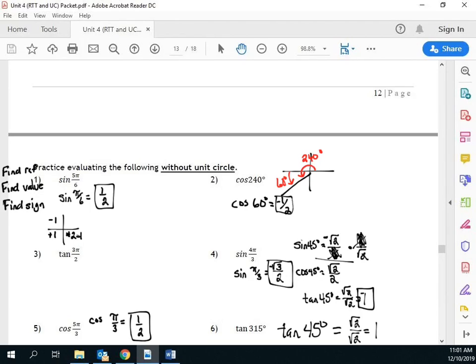Okay, so let's use our rules for reference angles with radians. What's going to be the reference angle of 3 pi over 2? Pi over 2.